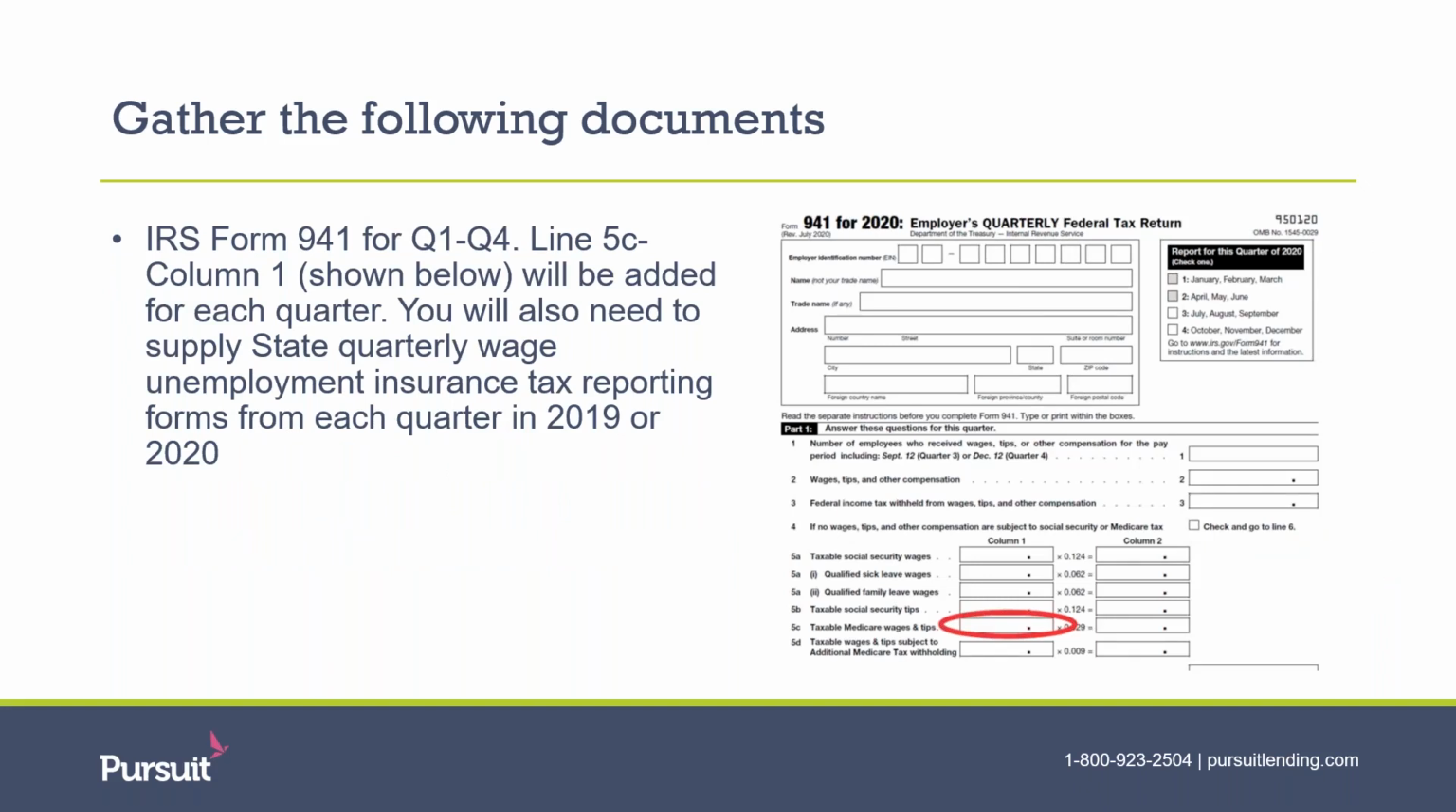You can also utilize IRS Form 941, which is the quarterly payroll tax summary. For this, you will gather all 4 quarters of the year for 2019 or 2020, depending on which year you are using, and utilize line 5C on the return to calculate your average monthly payroll costs. You will take all 4 quarters and add these together to get the total employee payroll amount.